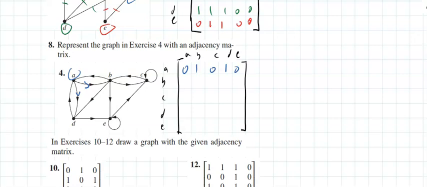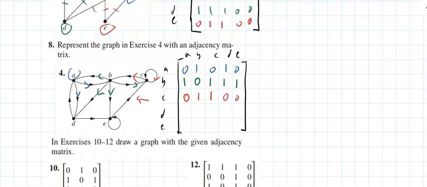If I go for B, B runs to A. B doesn't run to itself. B runs to C. B runs to D. And B runs to E. C runs to itself, that's CC. Does C run to A? No, it doesn't. C runs to B? Yes. C cannot run to either of those.